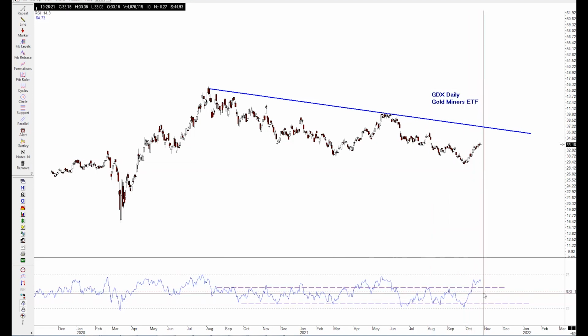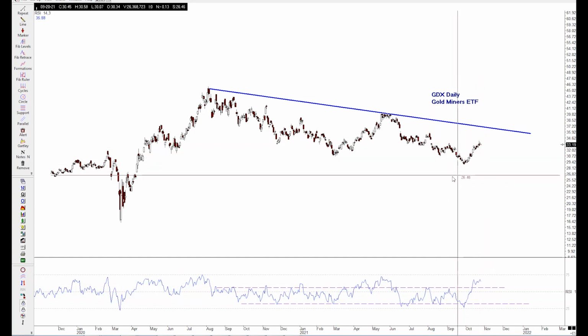So my expectation is that with price pulling back, it really depends, the price may pull back a little bit, and the RSI is pulling back and retesting some of these areas, and then it's ready for another move to the upside.